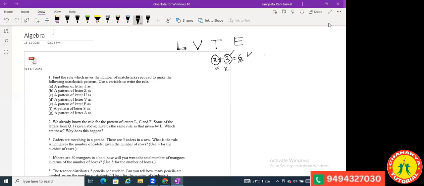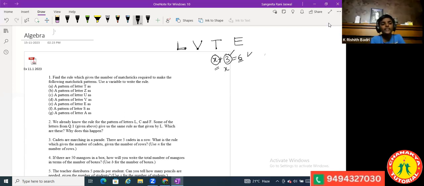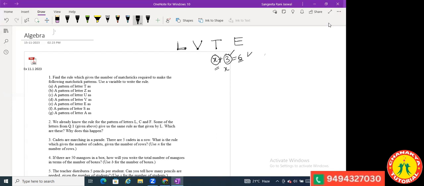So to write every alphabet, we need some number of matchsticks, right? Suppose I want to write L, I need 2 matchsticks. But if I want to make 10 L's, how many matchsticks will I require? 20. Yes. So the number of L's will be 10 and matchsticks to write L will be 2. So 2 into 10 will give me 20. So 20 matchsticks will be required to make this alphabet with matchsticks. Are you getting it?